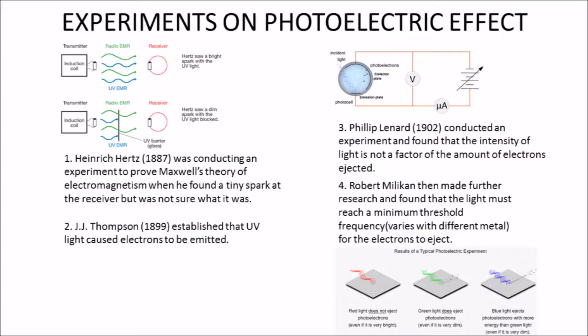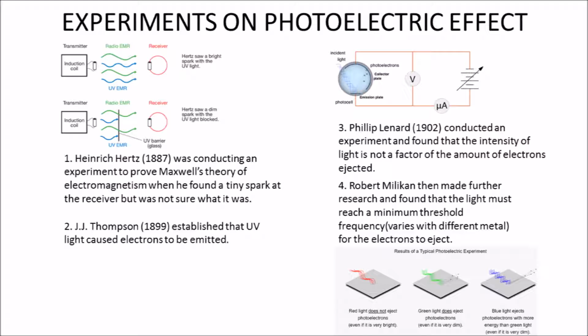Next, the experiment on the photoelectric effect. In 1887, Heinrich Hertz was conducting an experiment to prove Maxwell's theory of electromagnetism when he found a tiny spark at the receiver but was not sure what it was. He later confirmed that it was the photoelectric effect. In Hertz's experiment, he saw a bright spark with the UV light at the receiver of his experiment setup. However, when the UV light was blocked, the spark seemed dim.